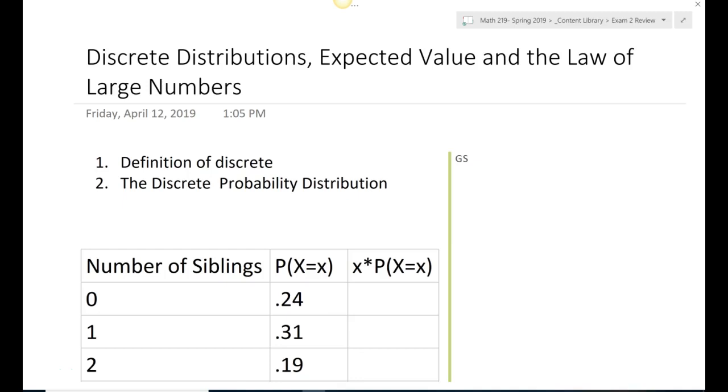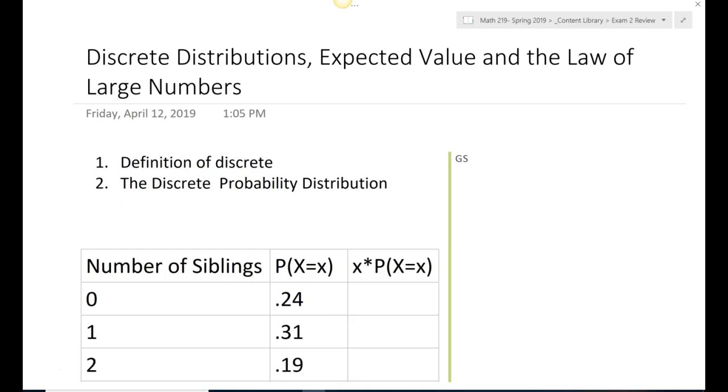variables. What I first want to talk about is discrete distributions, expected value, and the law of large numbers. This is the first section of 4, and it's important to help you understand the basic terminology for understanding the later portions of this particular section.